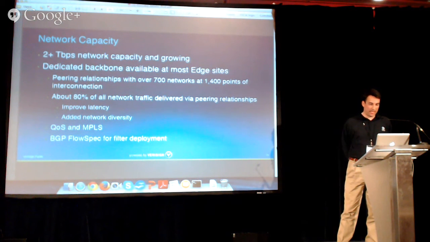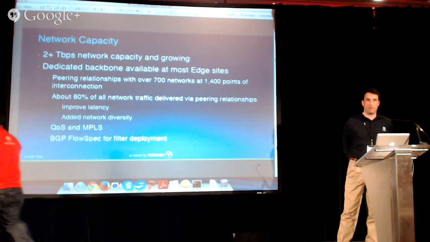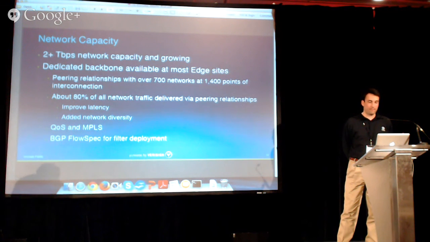Speaking about our network capacity, right now we're at about 2 terabits per second worth of network capacity, and that's constantly growing. We also operate our own dedicated backbone that's installed in most, but not all of our edge sites. That backbone, we have peering relationships with 700 networks and at about 1,400 points of interconnection. Currently, about 80% of our traffic is served via peering relationships. And by doing that, we can not only improve or reduce latency, it gives us added network diversity, but we can also do some fun things on our backbone with regard to filtering and traffic shaping and other things as well.